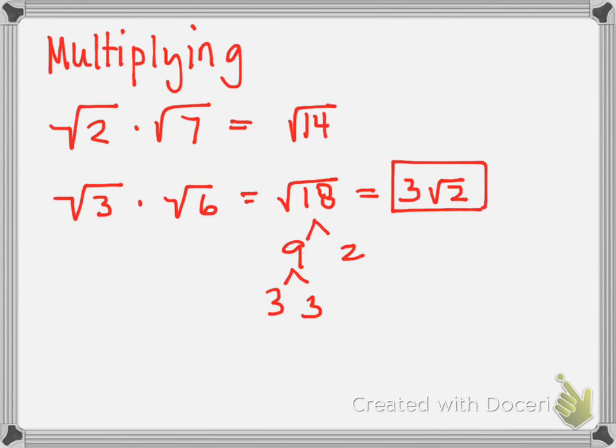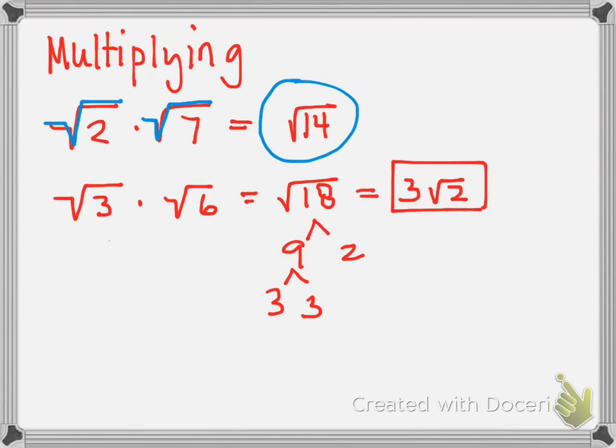Multiplying square roots. Multiplying square roots, you just multiply. Because these are all square roots, you just do 2 times 7, and you get square root of 14. And if you could simplify, you would, but you can't. Square root of 14 is simplified all the way.